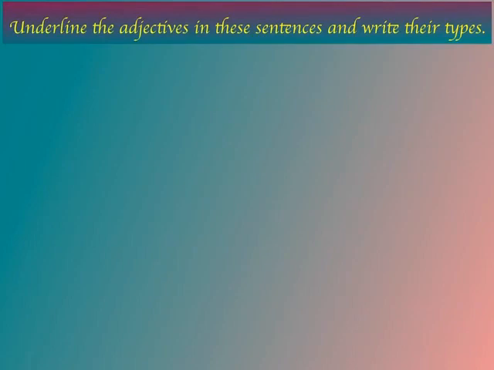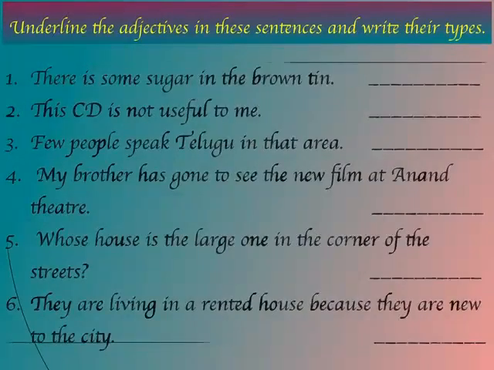Here I am giving you a small exercise related to all the types of adjectives which we have studied till now. So here you have to find out the adjectives, underline them and also write the type of adjective. Let me do the first one for you. There is some sugar in the brown tin. So here there are two adjectives.